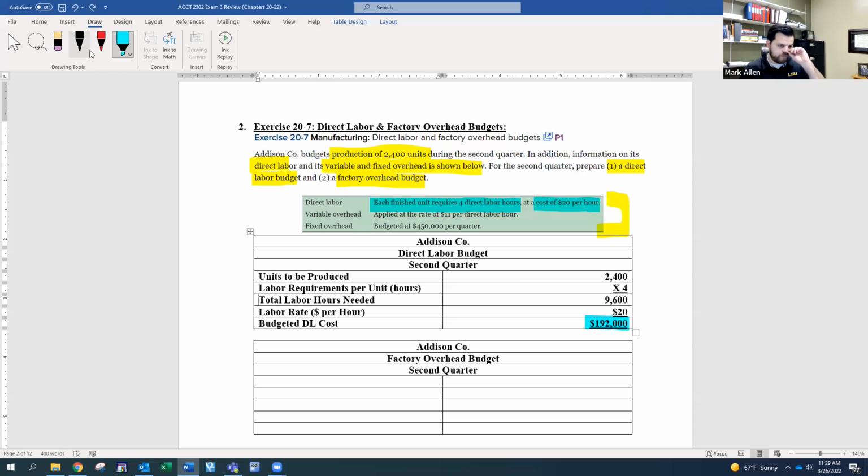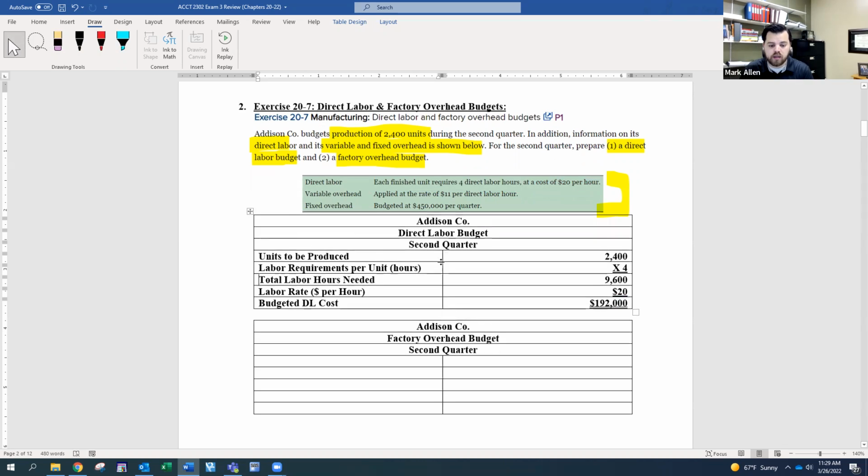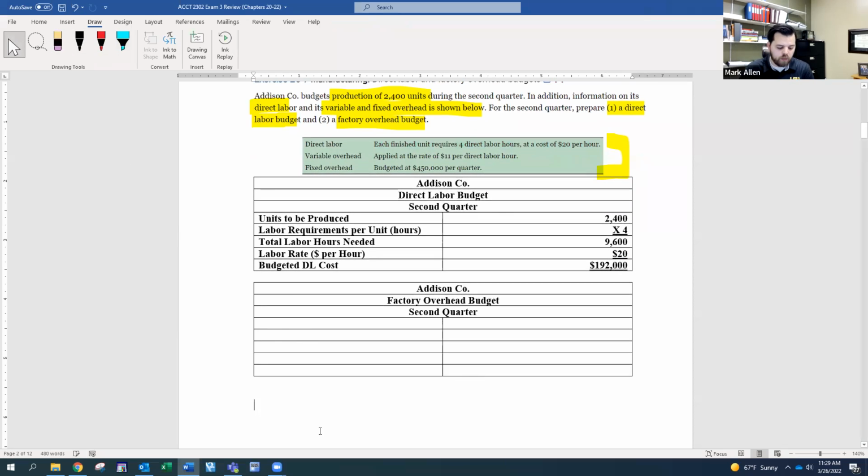Okay. Now, the next thing that we want to look at here is our factory overhead budget. And of course, we remember that factory overhead is made up of 2 components. Whenever we talk about factory overhead, if I were to ask you, what is total factory overhead equal to? You would tell me, oh, it has 2 parts. It's got the variable factory overhead, and it's got the fixed factory overhead. And so those are the 2 components that we need to figure out for my factory overhead budget.